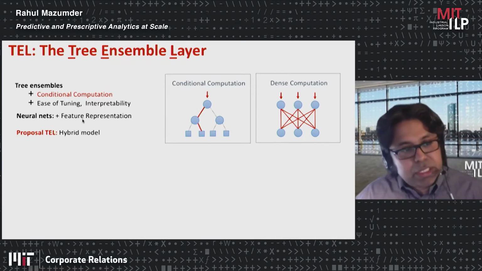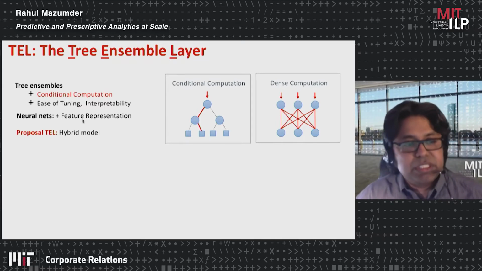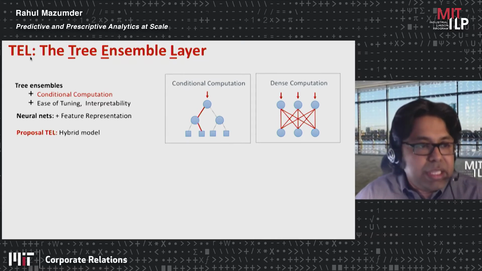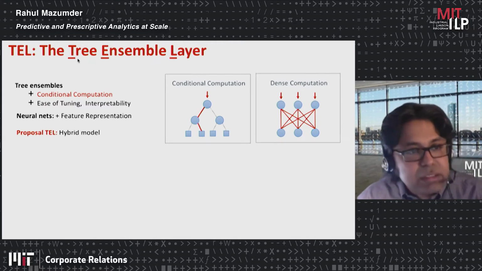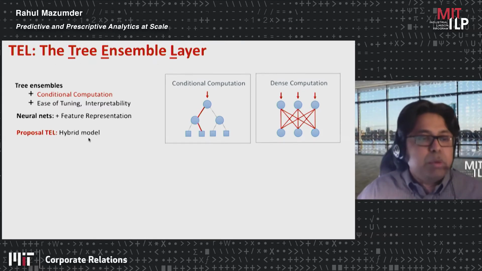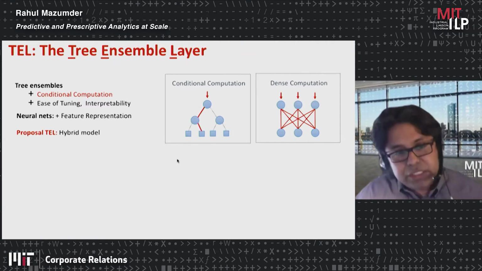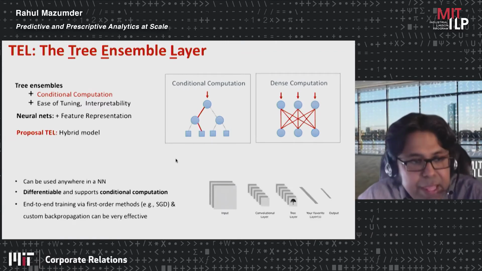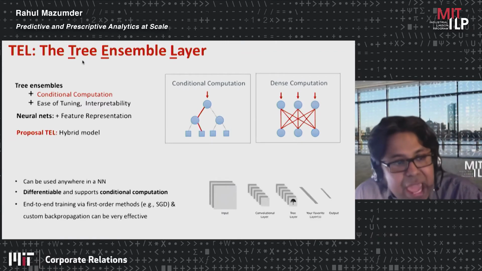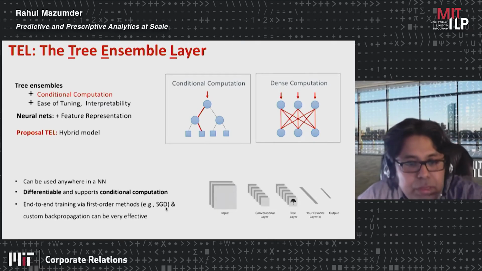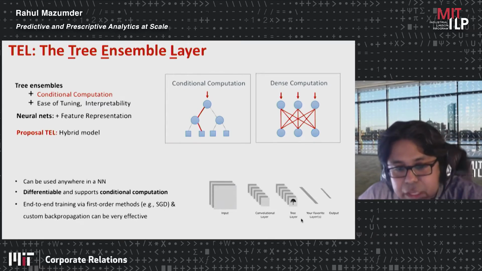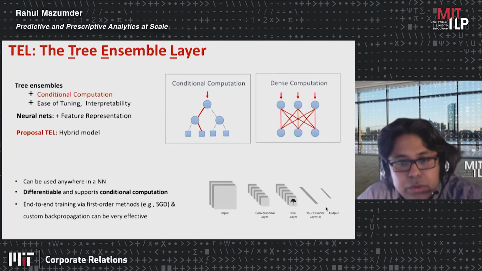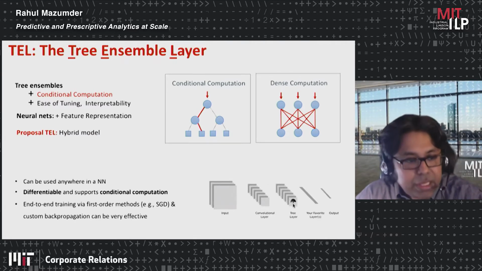And neural nets are extremely good in terms of feature representation. So our proposal is what we call TEL, the tree ensemble layer, and it proposes to hybridize these two methods together. This TEL actually acts as a layer. And as a matter of fact, you can take your favorite layers in neural networks and put the TEL layer in any particular part of the neural network that you would like.